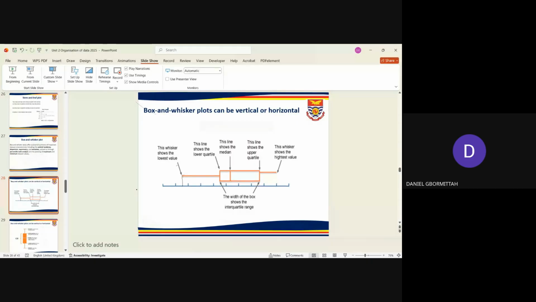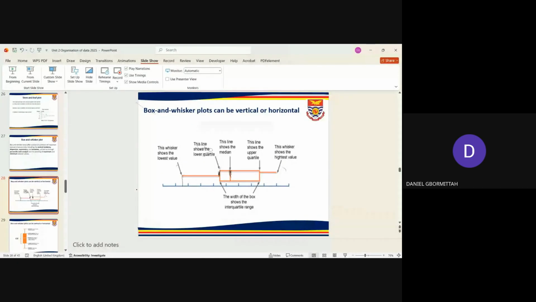Now we have this part of the box. This line shows the lower quartile. So where is the lower quartile? We have 1, 2, 3, 4. So this shows the lower quartile. And then this line here shows the median.